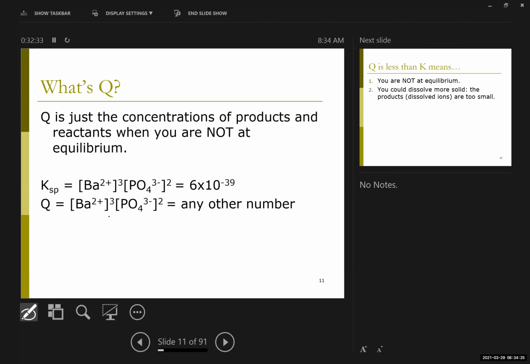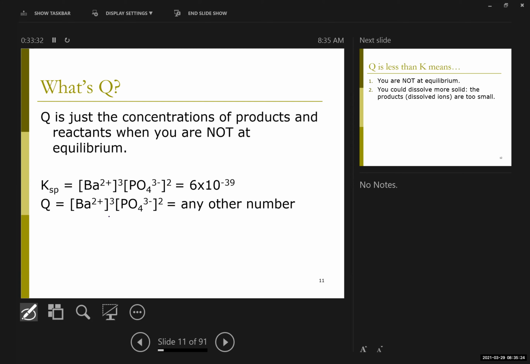Q is just the K expression when I'm not at equilibrium. Technically, my equilibrium expression is barium cubed times phosphate squared, but it's only an equilibrium expression if I'm at equilibrium, in other words, if the product of those concentrations is 6 times 10 to the minus 39. On the other hand, I can have whatever barium or phosphate concentration I want to throw into a bucket of water. If it's not 6 times 10 to the minus 39, it's still a number. It's just not the equilibrium number, and so this is frequently abbreviated as Q. It's really just a way of knowing where you are relative to equilibrium.